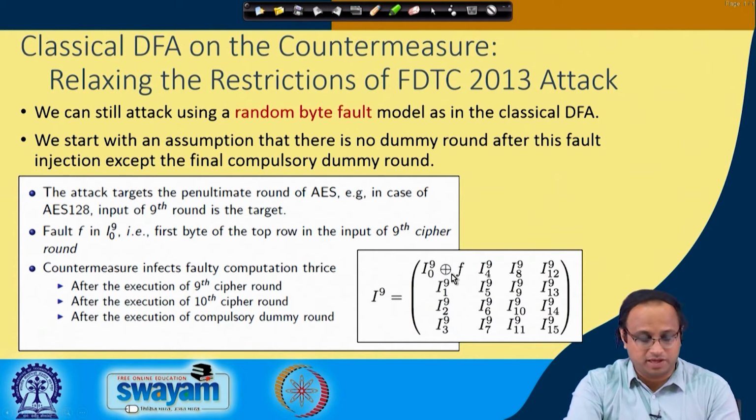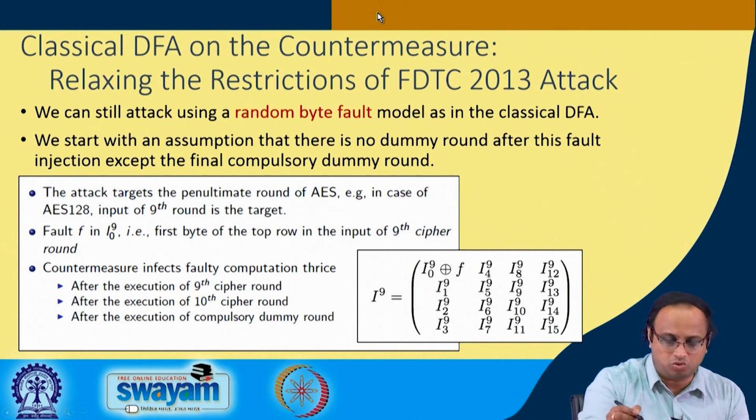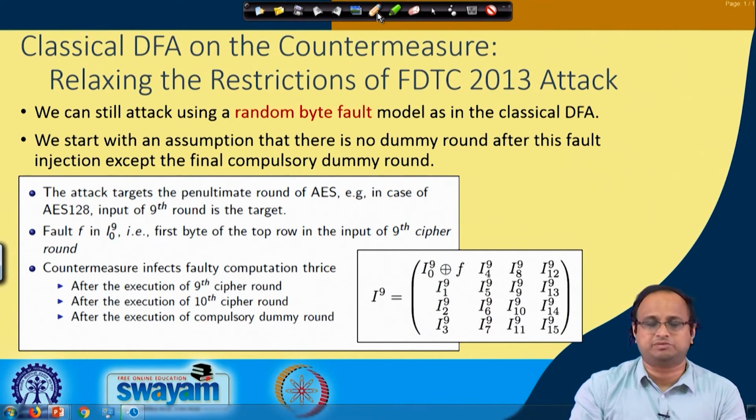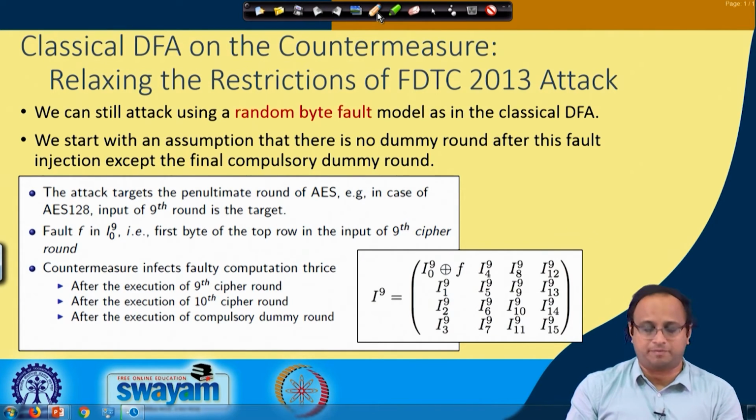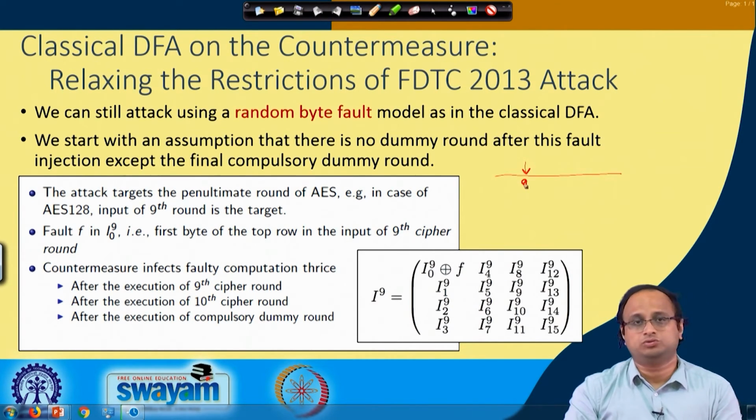Now we start with an assumption which we will relax subsequently: there is no dummy round after this fault injection except the final compulsory dummy round. So we make an assumption that after the fault induction, except the final compulsory dummy round, there is no dummy round that happens. And that implies that if you are inducing the fault here, the fault is at the input of the 9th round.